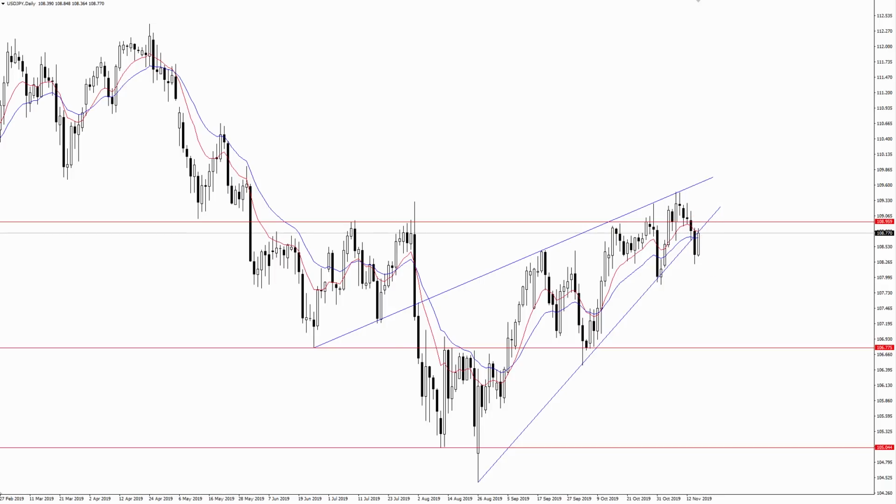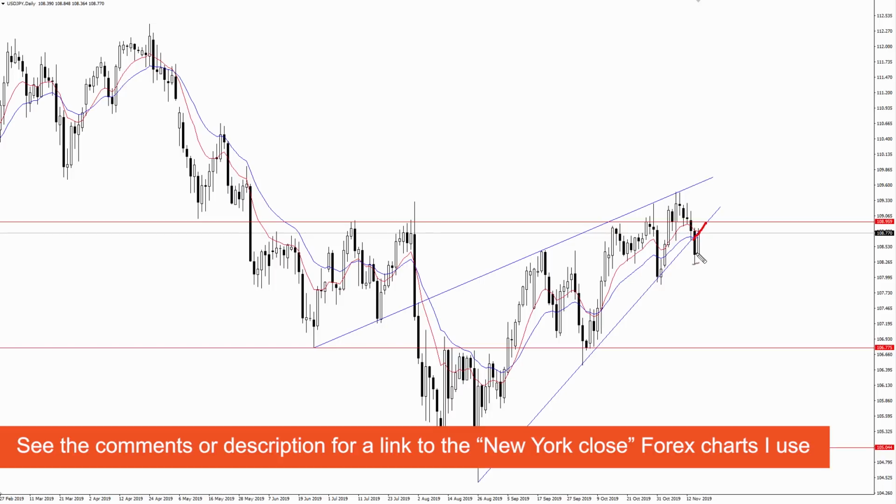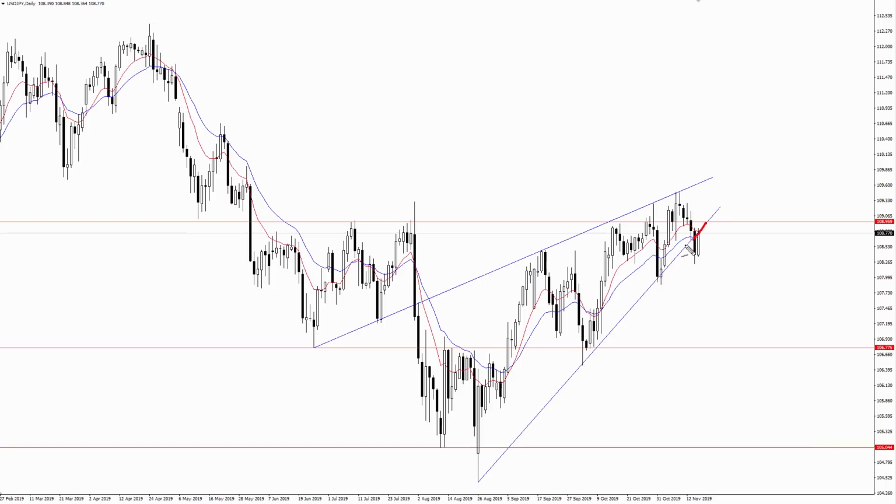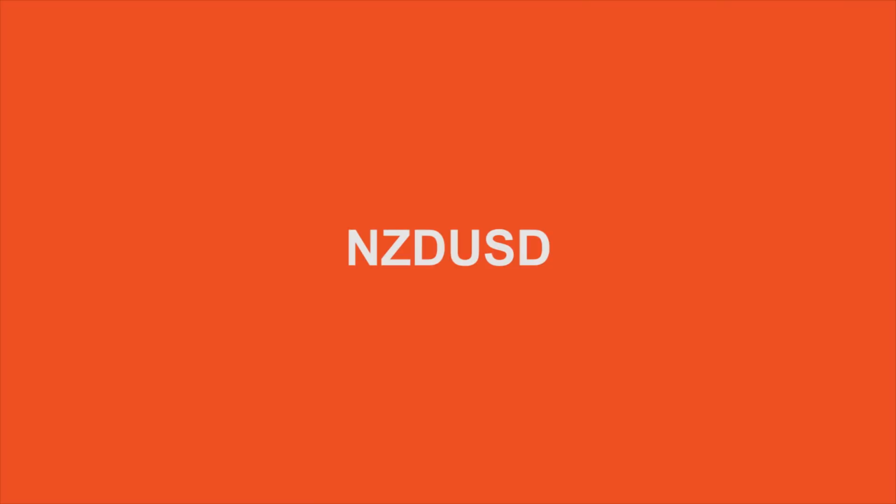But as long as we see the pair stay below this wedge bottom, so right around 108.80 for the coming week on a daily closing basis, remember that I use New York close charts so that each 24-hour session opens and closes at 5 p.m. Eastern. So see the description of this video for a link to the charts that I use. So if we see the dollar yen remain below this level, it would still expose some of these lower levels, including that 106.80 support level that we've been talking about now for several weeks.